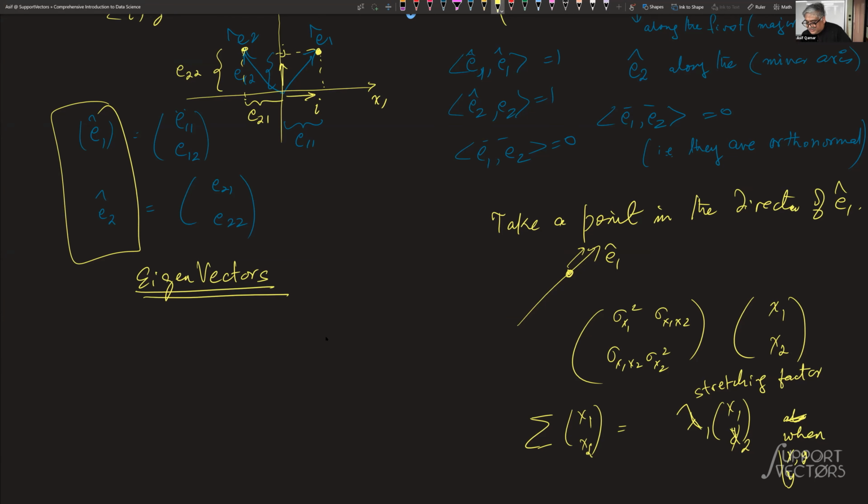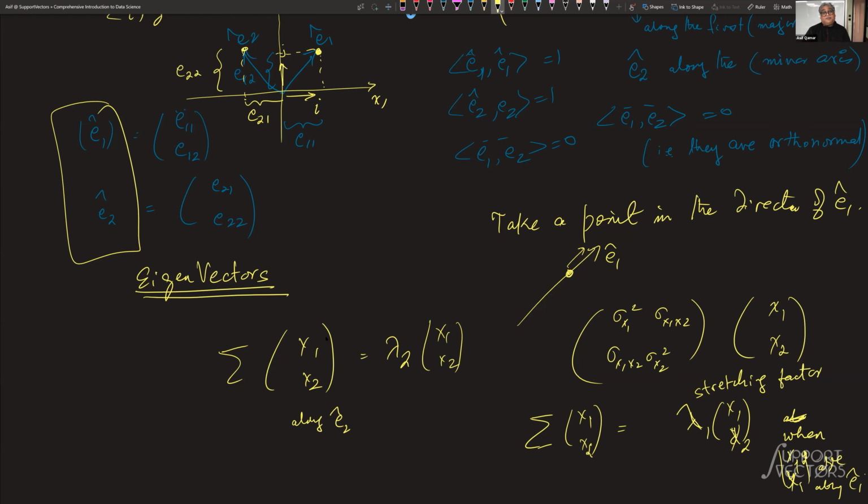When x1, x2 are along E1, the same thing happens when you do this for a point along the E2 direction. It will become some value lambda 2. It will get stretched by a certain factor.